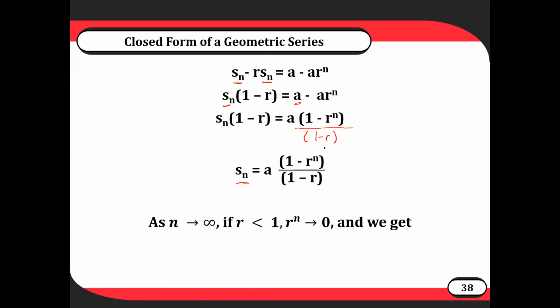It's not quite as nice because we have this exponential term here, but it certainly works. And as n approaches infinity, if it's a converging series, then this term approaches 0, right? If the absolute value of r is less than 1, as n approaches infinity, this becomes 0, and then this entire thing becomes a over 1 minus r, something very, very simple. Okay, good. Any questions?